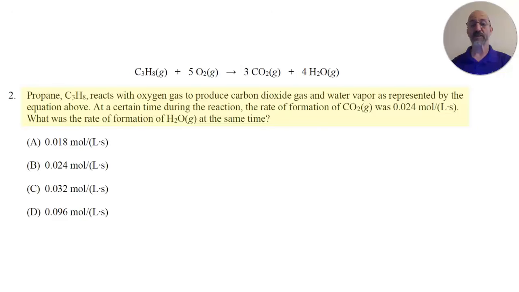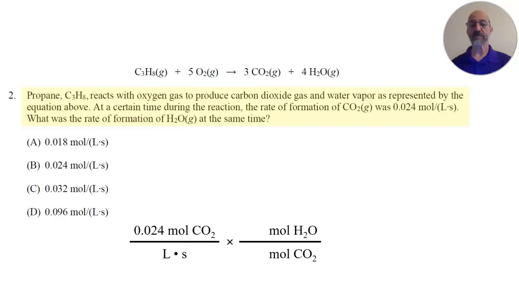So again, we're going to use the stoichiometry of the balanced chemical equation to convert the rate of formation of carbon dioxide into the rate of formation of water. So I'll start with the number that I was given, 0.024 moles of carbon dioxide per liter per second. And now I'll take a look at the coefficients for carbon dioxide and water. And you can see that would be 3 and 4.